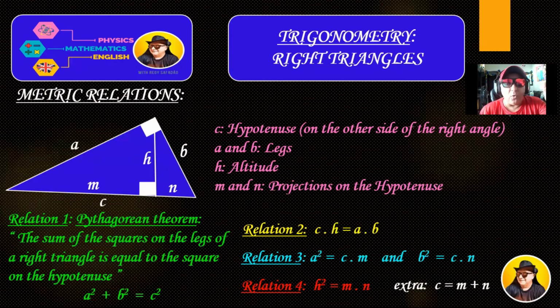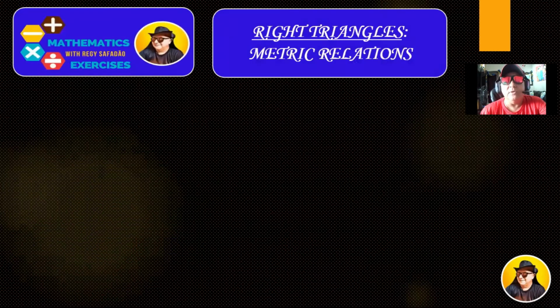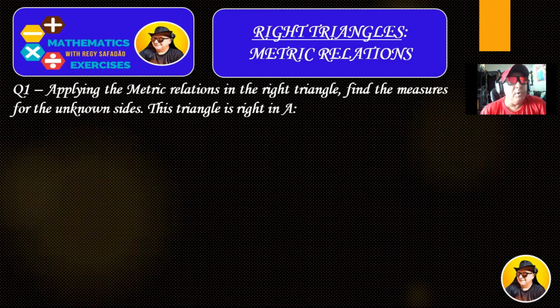Now we have 4 examples, 4 exercises to be done. Let's see the first one, applying the formula. Question number 1: applying the metric relations in the right triangle, find the measures for the unknown sides. This triangle is right in A.